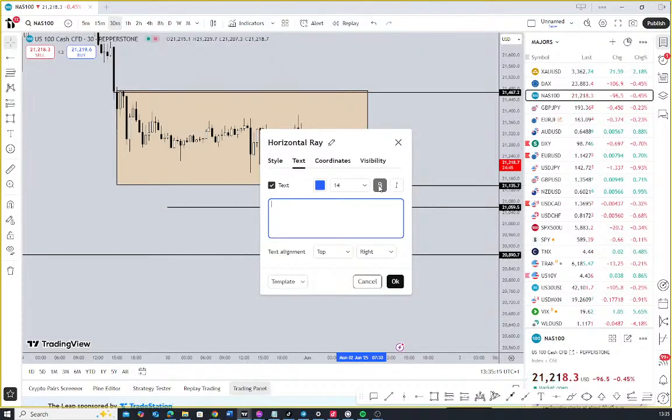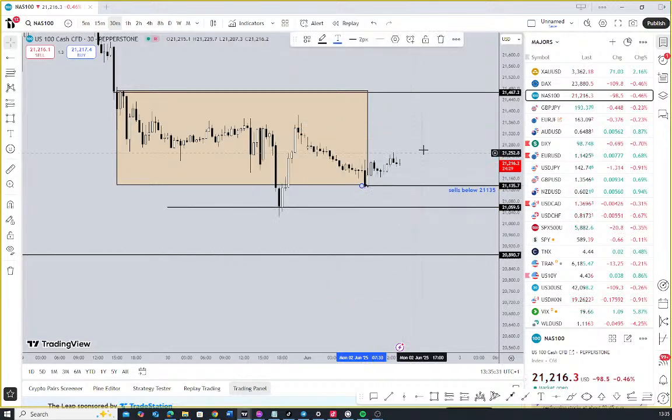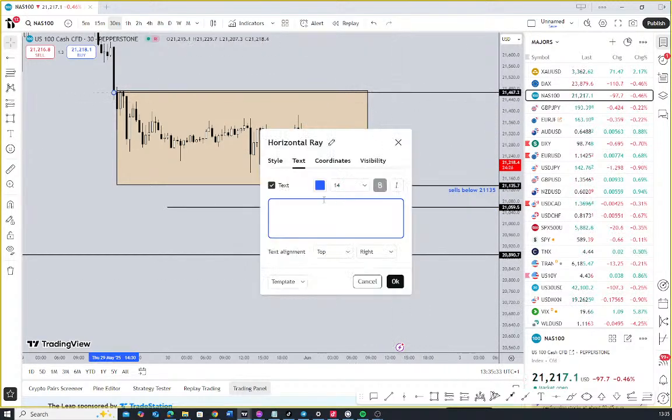Sells below 21,135. And looking for buys above 21,467.5.